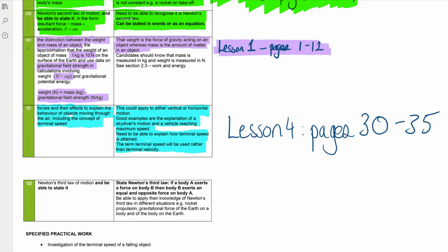Remember, speed and velocity are very similar. Seen in the specification, they're going to use the term terminal speed. The only difference between speed and velocity, remember, is velocity has direction as well as a size. It's a vector, whereas speed is a scalar. Sometimes we use the word magnitude, remember, instead of size.